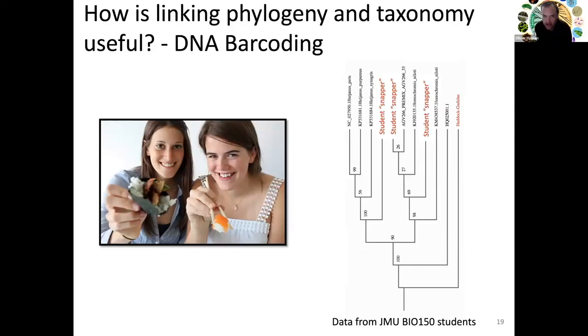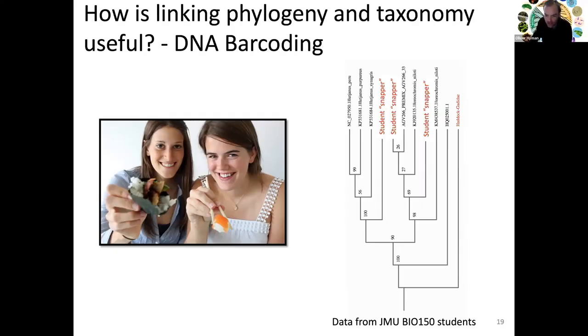So this is a great example of how combining these phylogenetic trees with taxonomic identities can be of practical use. These are actually data from a Bio 150 student project where they looked at the identity of red snapper. They went and bought red snapper at a couple local food stores, and they basically asked what the phylogenetic tree of the DNA barcode identity of these snapper samples tells us the actual taxonomic identity of those samples is.